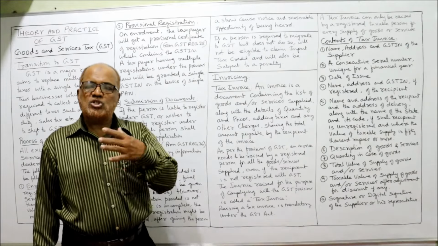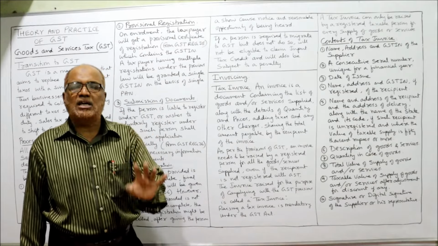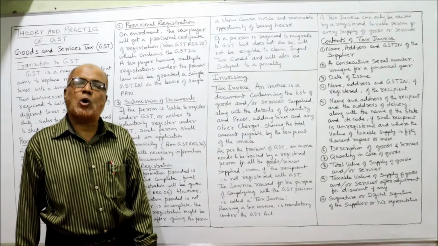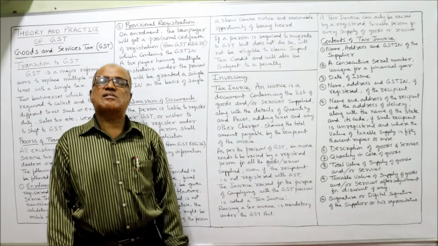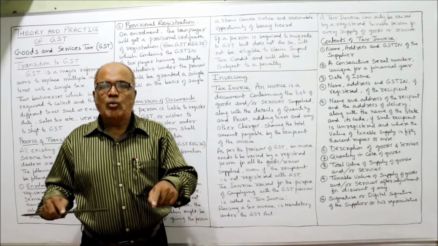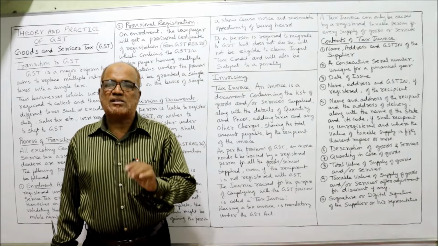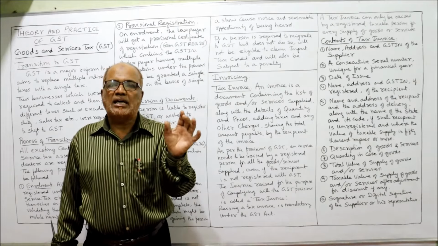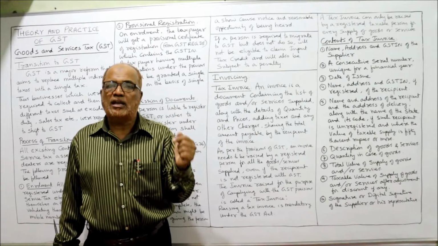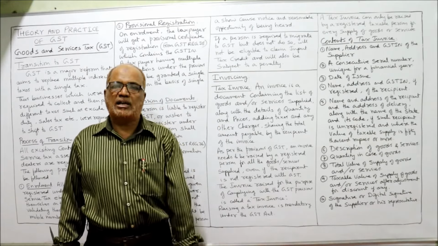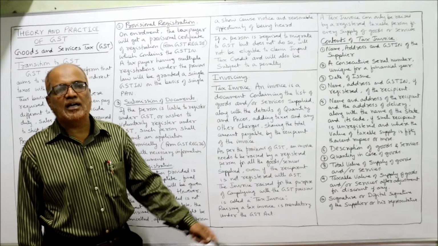According to the provisions of GST Act, what are the items that are necessary to be written in the tax invoice? What are the contents of the tax invoice? The first one: name, address and GSTIN of the supplier. In the invoice, first of all, the name of the supplier, the address of the supplier and the GSTIN. GST identification number is a unique number which is allotted to every registered dealer. That GSTIN should be specified in the invoice.